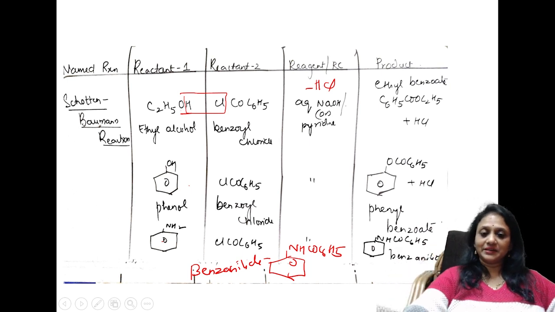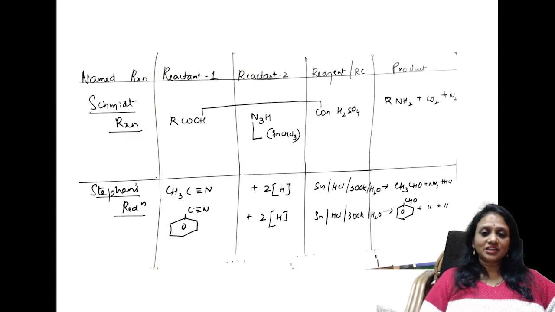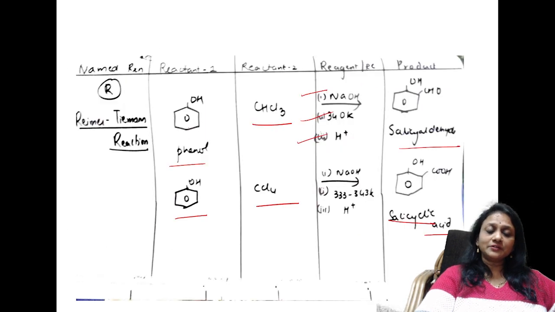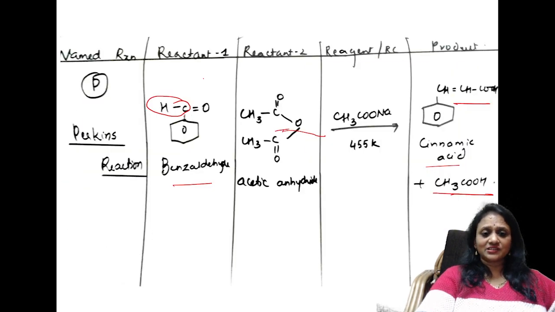Okay, right. Next thing, Schmidt reaction. It's a conversion of acid to amine. Stephen's reduction is a conversion of nitriles to acetaldehydes and benzaldehydes. Remember, ma'am, what is the difference from the earlier one? There also we took nitriles. Remember, students, in the earlier one, we have taken the same nitriles.